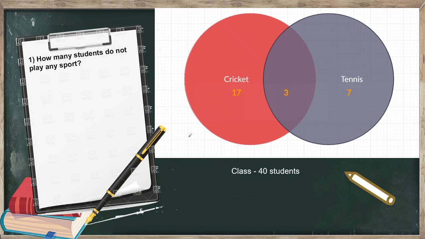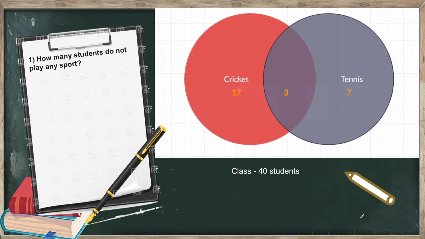Everyone who plays cricket, I have put them in a red circle. Everyone who plays tennis, I have put them in the grey or blue. Which circle is this? Grey or blue? Let us be a bit diplomatic. This is the greyish blue circle. Everyone who plays cricket is in the red circle. Everyone who plays tennis is in the greyish blue circle. So all those who play, I have put them in circles.